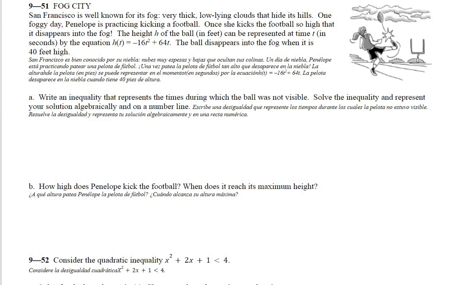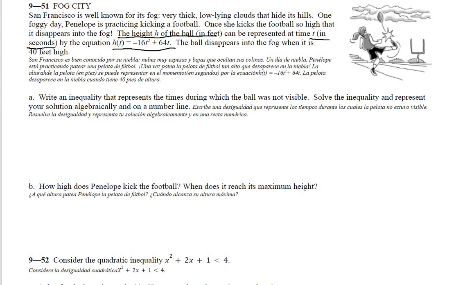San Francisco is well known for its fog, which is very thick, low-lying clouds that hide its hills. One foggy day, Penelope is practicing kicking a football. Once she kicks the football so high that it disappears into the fog. The height h of the ball in feet can be represented at time t in seconds by the equation h of t is equal to negative 16t squared plus 64t. The ball disappears into the fog when it is 40 feet high.